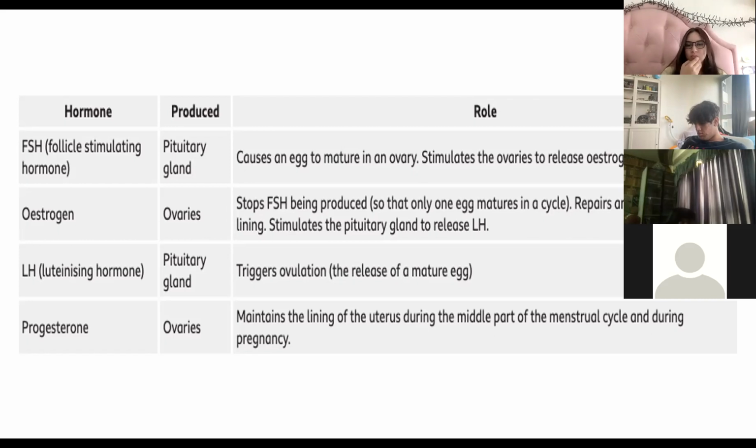Now there are stages in which it will work. So first of all, the pituitary gland is going to produce this FSH, which is the follicle stimulating hormone. What does this do? It's stimulating something. What is it stimulating? Arushi, what is it stimulating? It's stimulating the egg. The follicle. The follicle. What is this follicle?